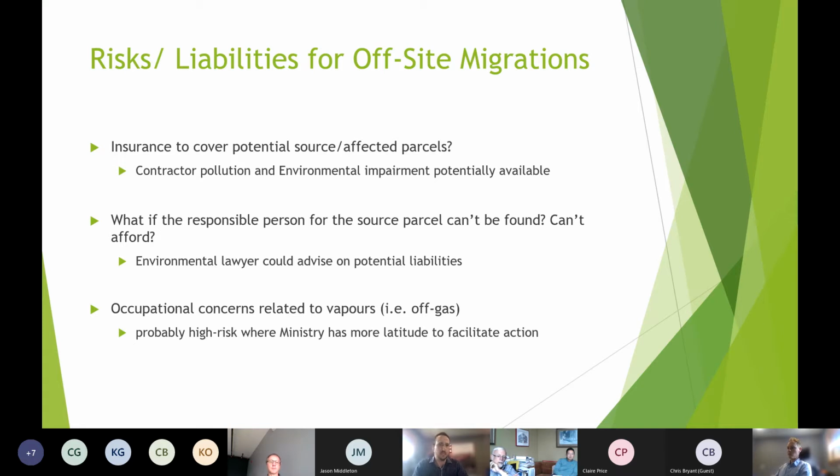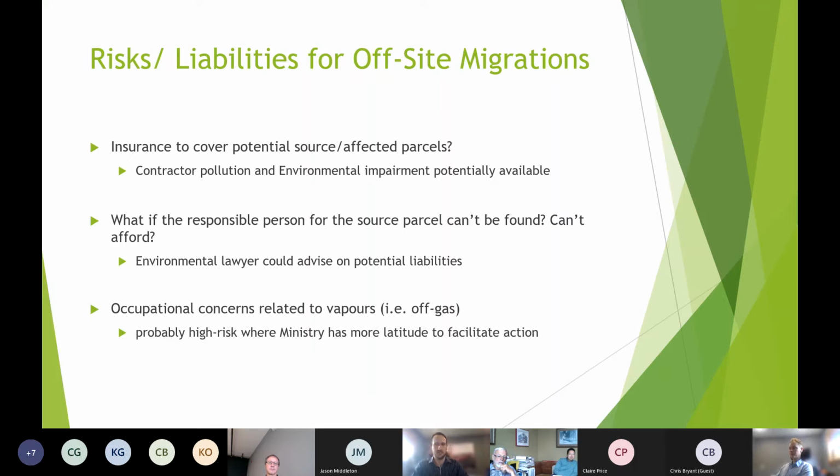The next question: what if a responsible person for the source parcel can't be found or can't afford the contamination or the liability associated? So this is where an environmental lawyer should be sought. The current owner of the site may be held responsible if the previous owner can't be found or is no longer alive. If the polluter cannot afford the contamination, then it depends how patient you want to be for them to deal with it on their own schedule, or you could ramp up the aggressiveness in terms of the legal route.